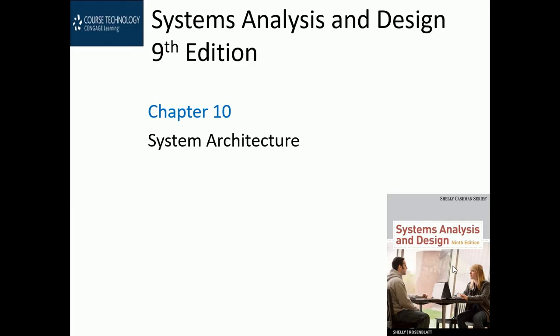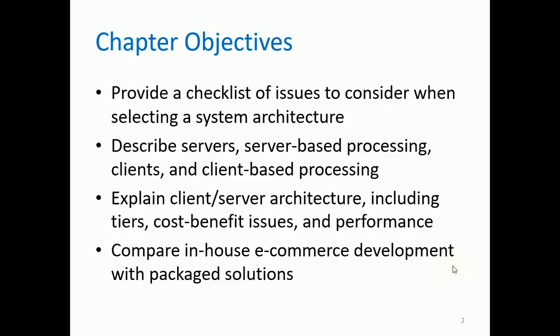So we're already at chapter 10, all about system architecture. So let's start a discussion. The following are the chapter objectives. Provide a checklist of issues to consider when selecting a system architecture. Describe servers, server-based processing, clients, and client-based processing.